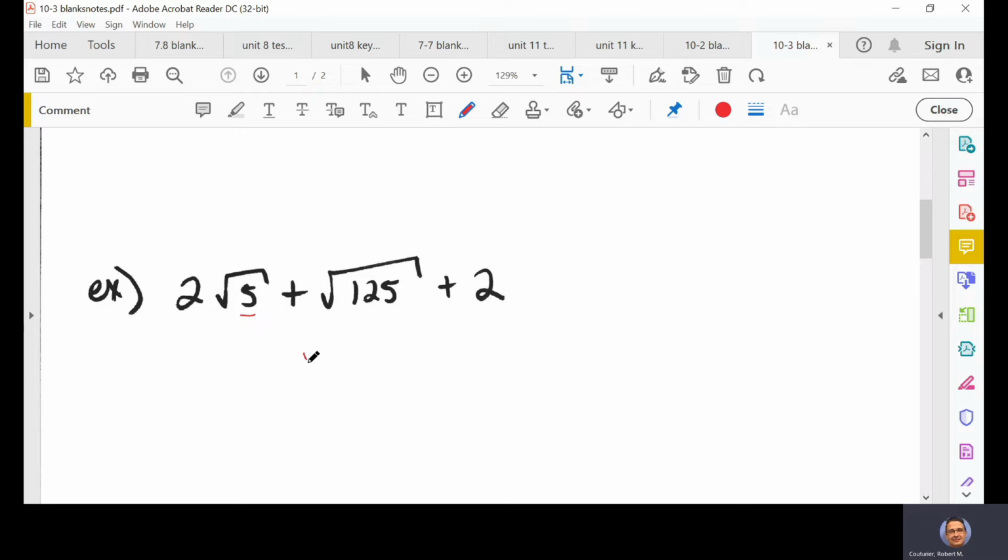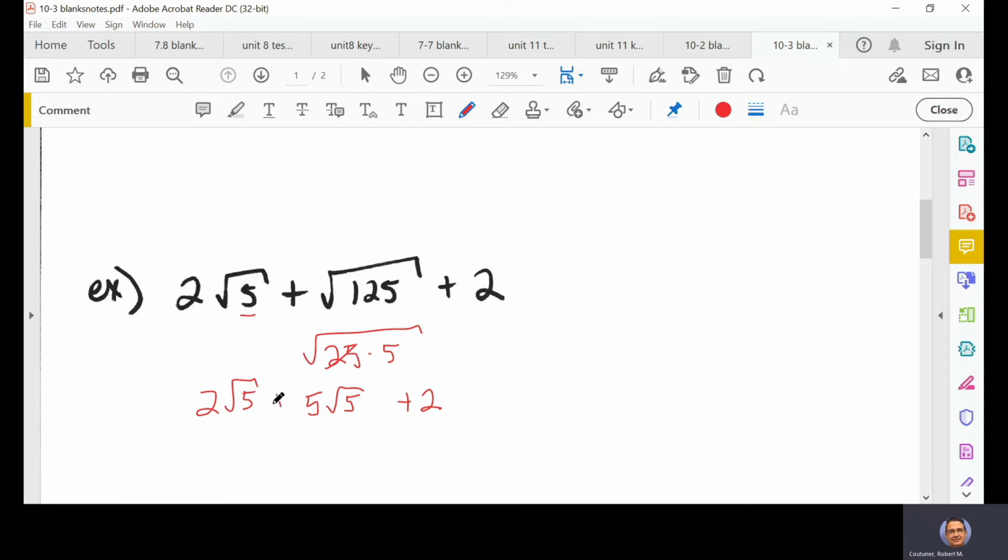So let's rewrite this. This is 25 times 5. Well, if we take the square root of 25, we end up with 5 square roots of 5. Nothing we can do with this 2, so the 2 can come down. This comes straight down to square roots of 5.